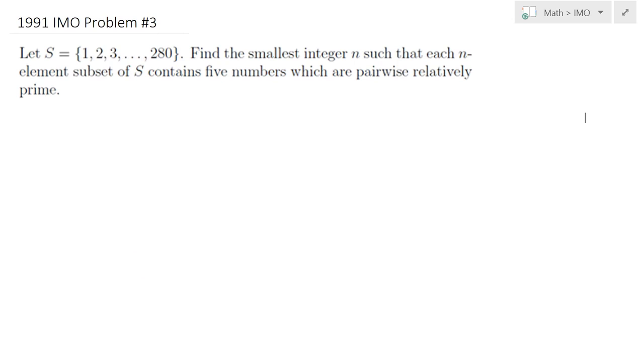We would like to find the smallest integer n which satisfies a certain property, namely that each n element subset of S contains 5 numbers which are pairwise relatively prime. So we need to find the smallest integer n which would satisfy this property.